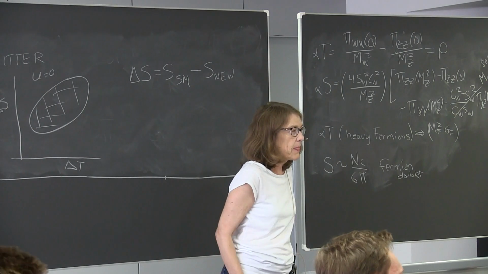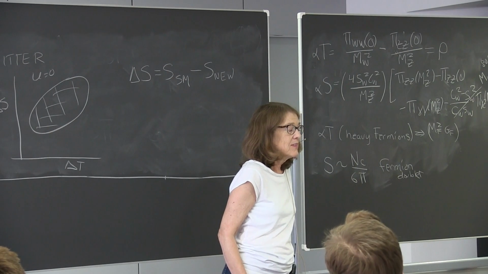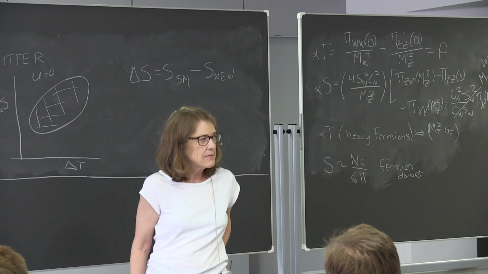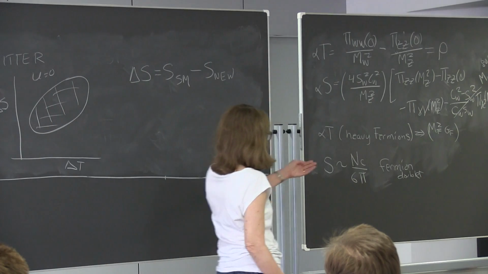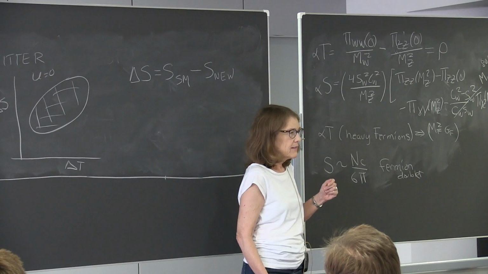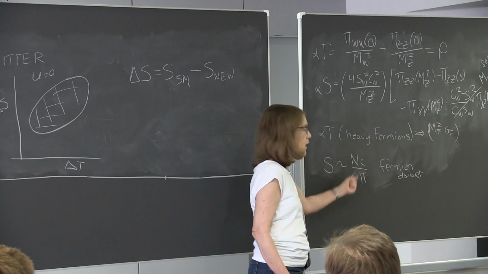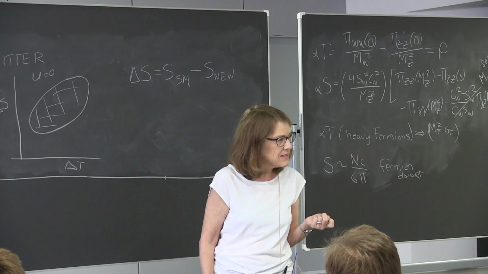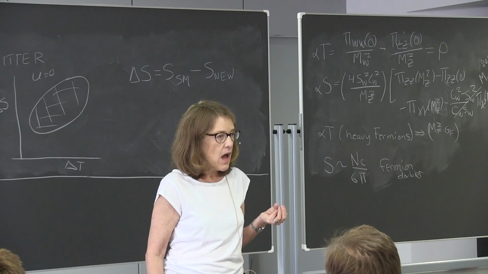So you have this custodial symmetry to protect T. Is there a similar symmetry to protect S? No. Because it just counts doublets, essentially. This is the number of doublets. So you've got one doublet, top-bottom, it's 3 over 6 pi, it's 1 over 2 pi, and so on. So surely if I take the mass of my fermions to be very heavy, their contribution should go away, right?